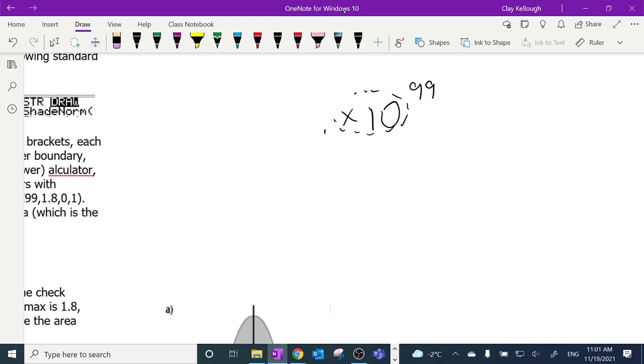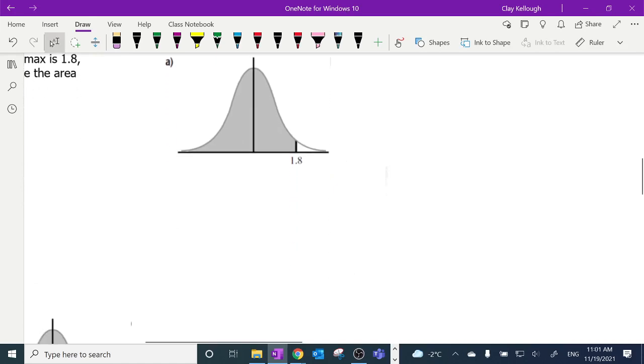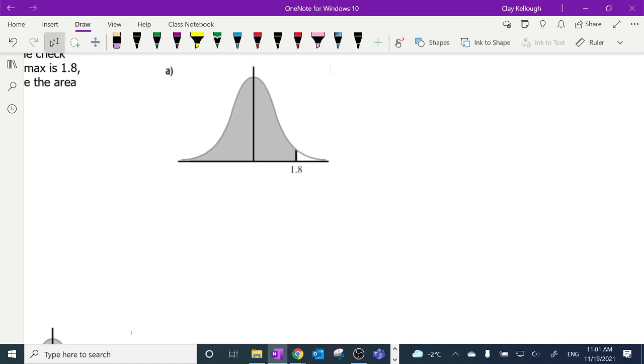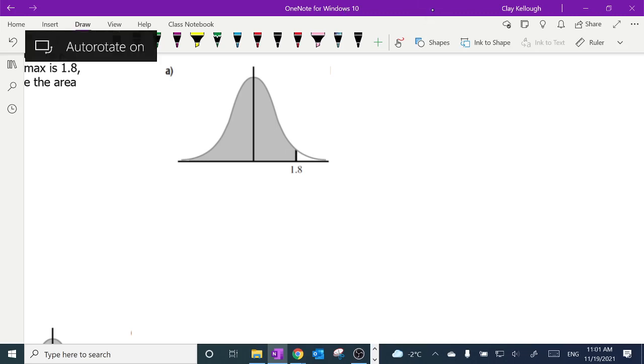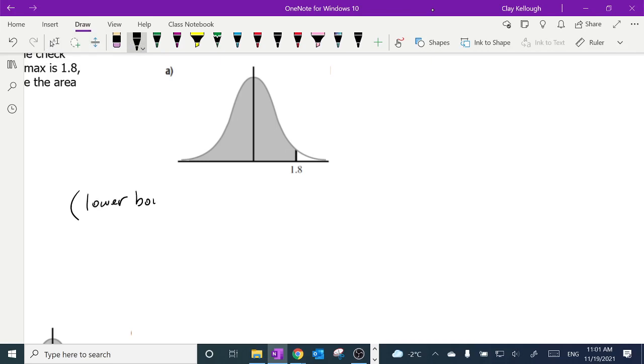So when I am trying to find how much area there is under this, I need to tell the calculator 4 numbers, and it's written in the notes there if you just look off to the side. I need to tell the calculator the lower boundary, comma, the upper boundary, comma, the mean, comma, and the standard deviation.